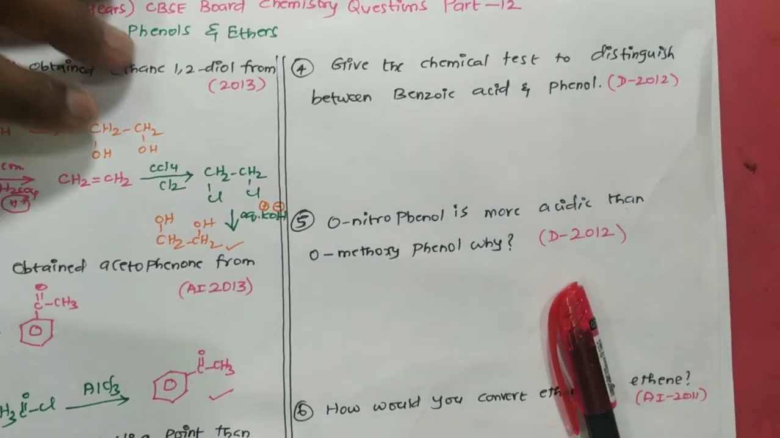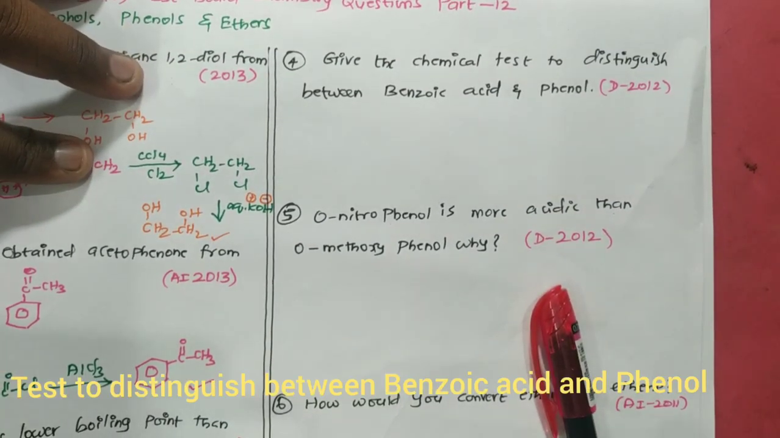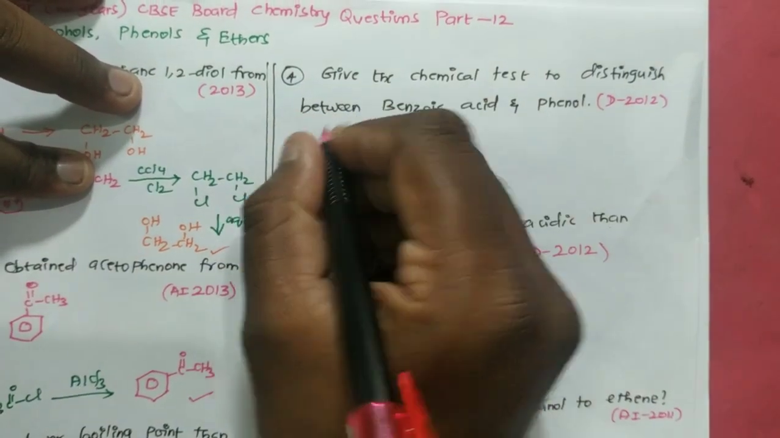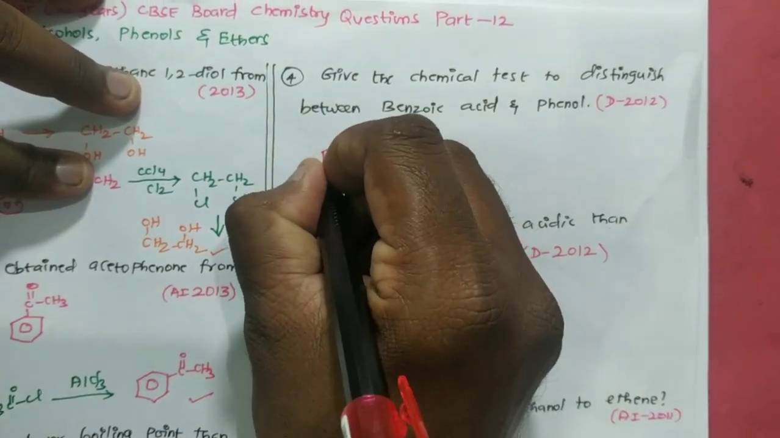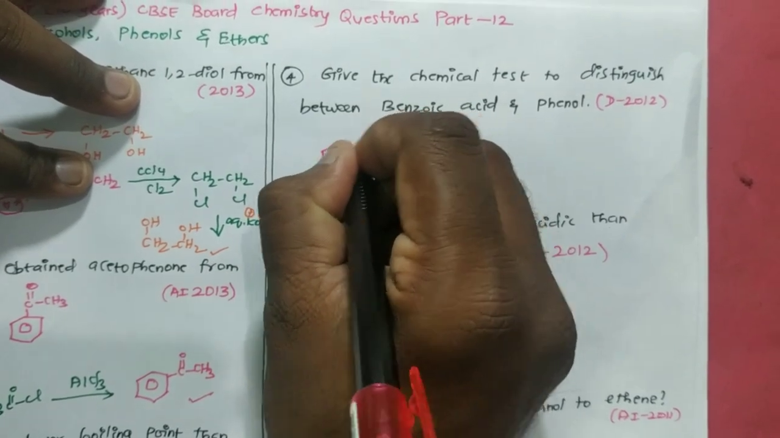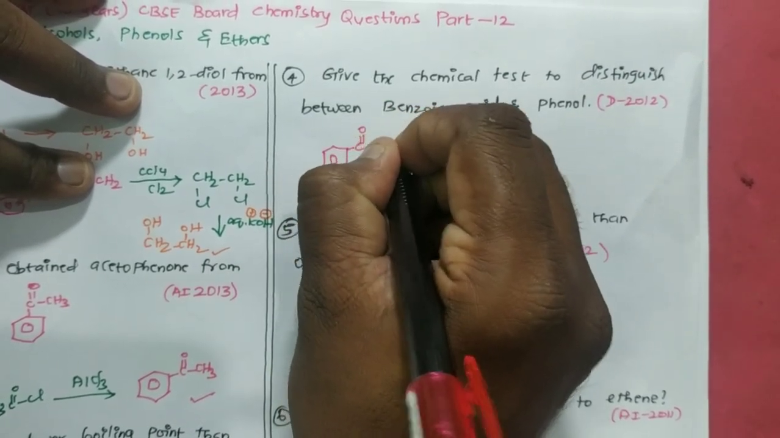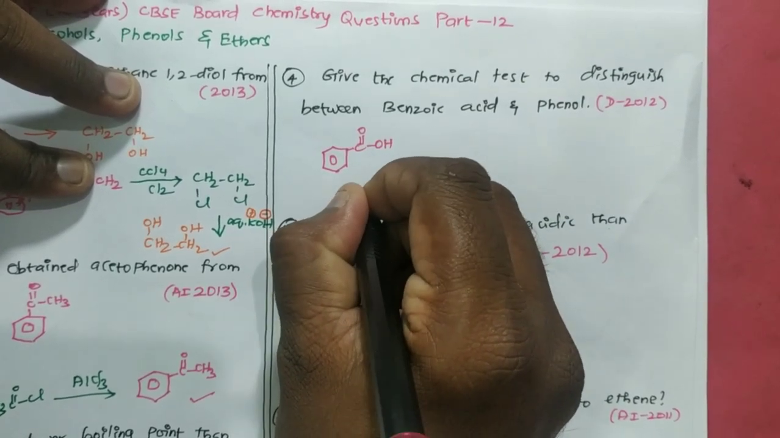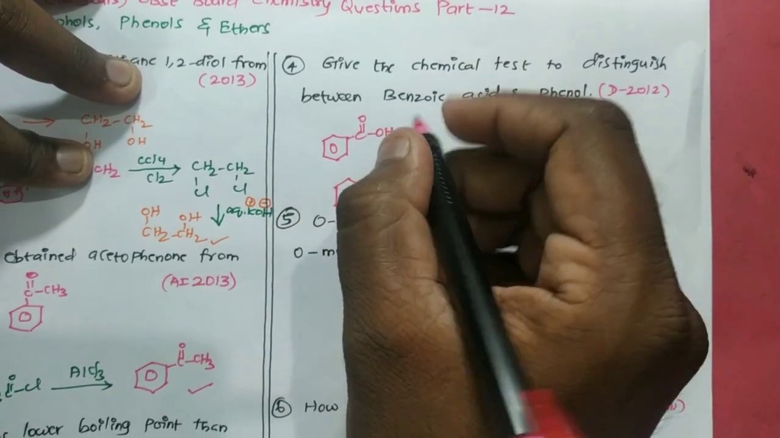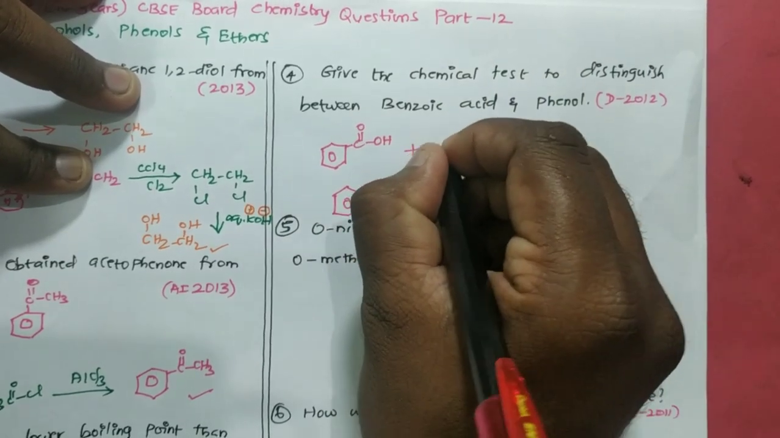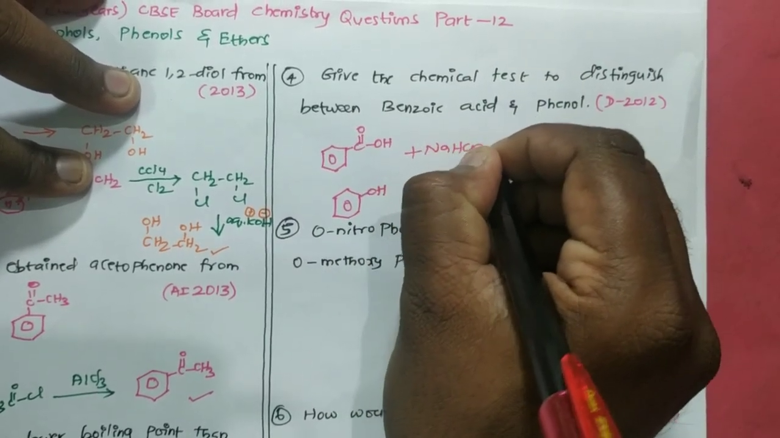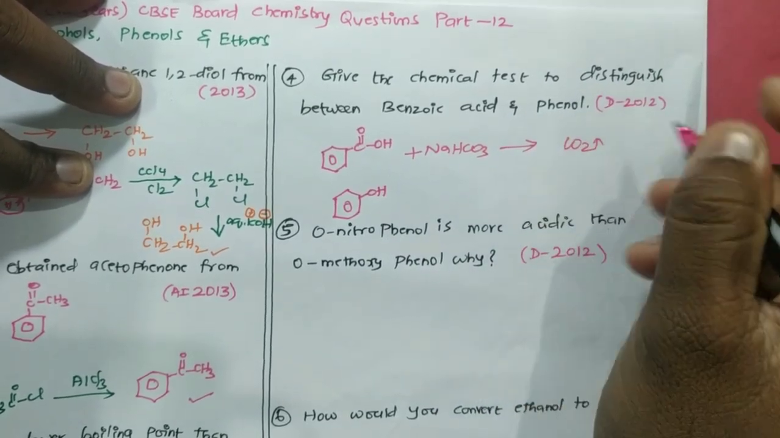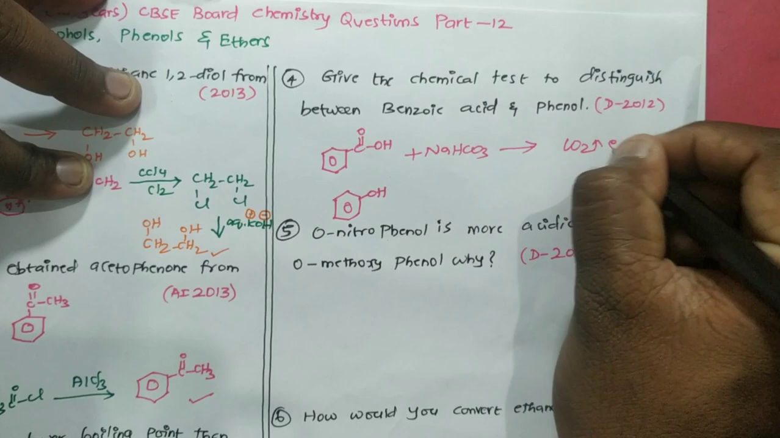Okay. And the next one is give the chemical test to distinguish between benzoic acid and phenol. First of all, we have to write the structure of benzoic acid. So this is the structure of benzoic acid, so here C double bond O OH. And the phenol, I am taking a phenol. Now we have to find the difference between these two. If it reacts with NaHCO3, sodium bicarbonate, it will give carbon dioxide. That is effervescence.